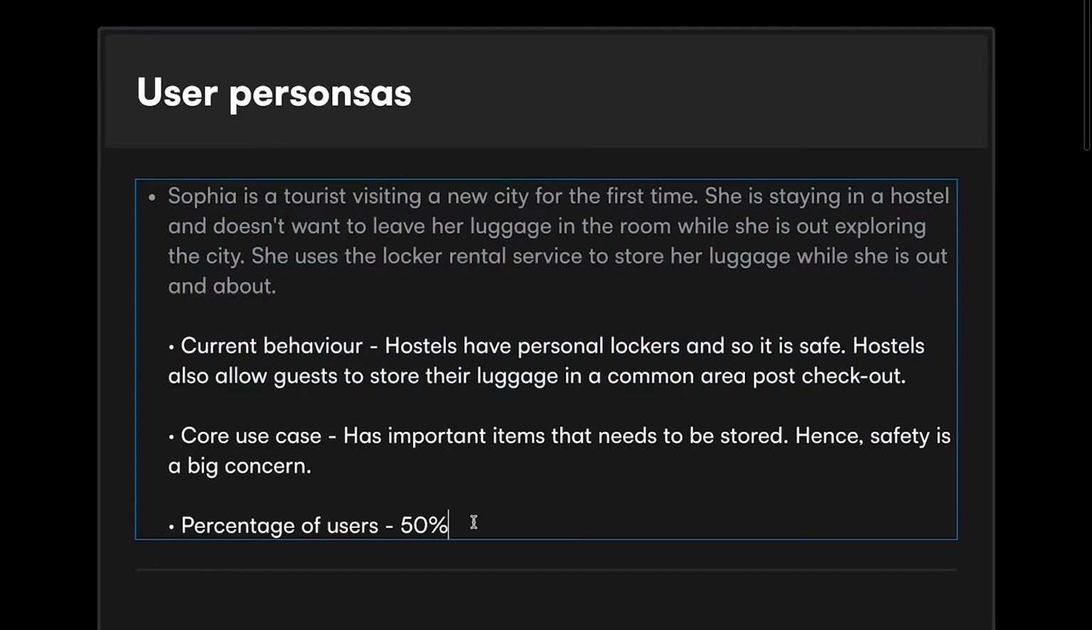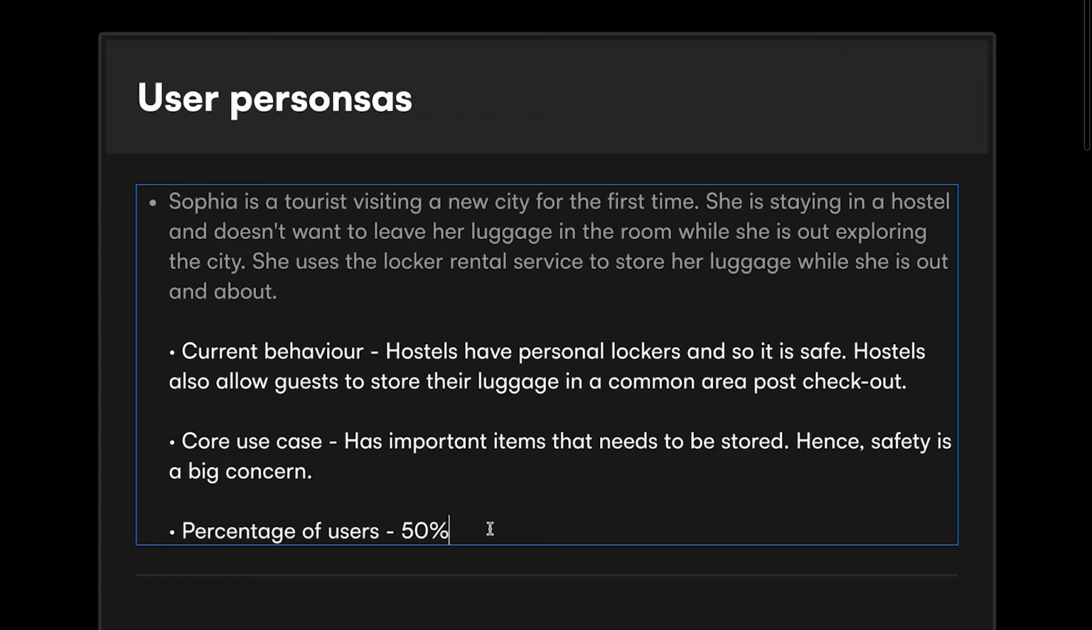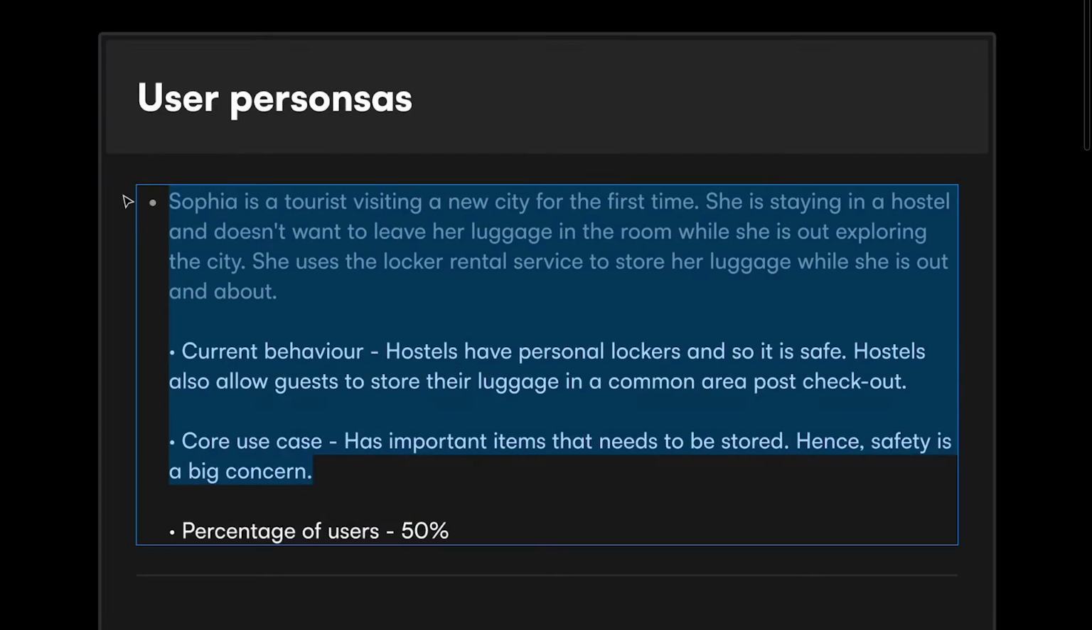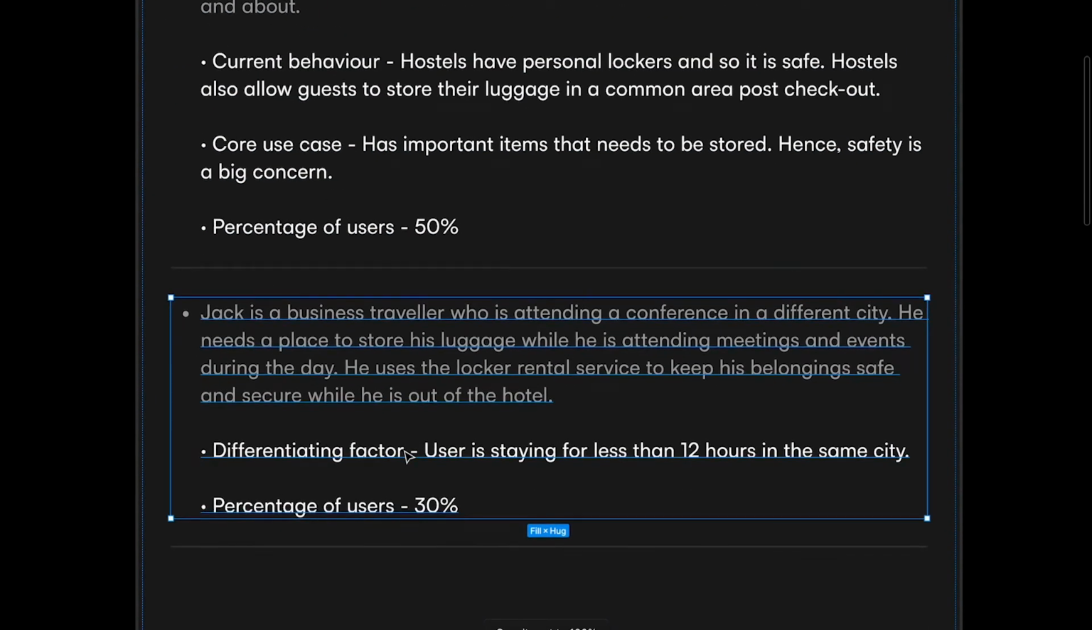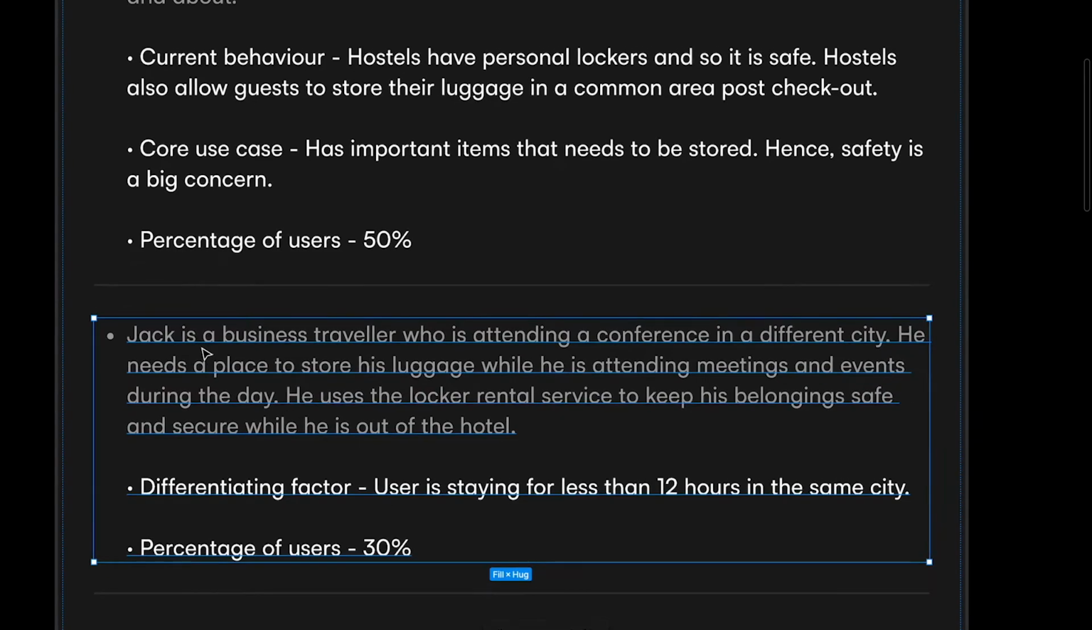All right. Now, the other thing that I've done is I've also written down the percentage of my core target users, right? And all of this is assumption over here, right? I am assuming that 50% of my users are going to fall into this category, all right? Now, moving forward, we have Jack. Jack is a business traveler who is attending a conference in a different city, all right? He needs a place to store his luggage while he's attending his meetings and events during the day, right?